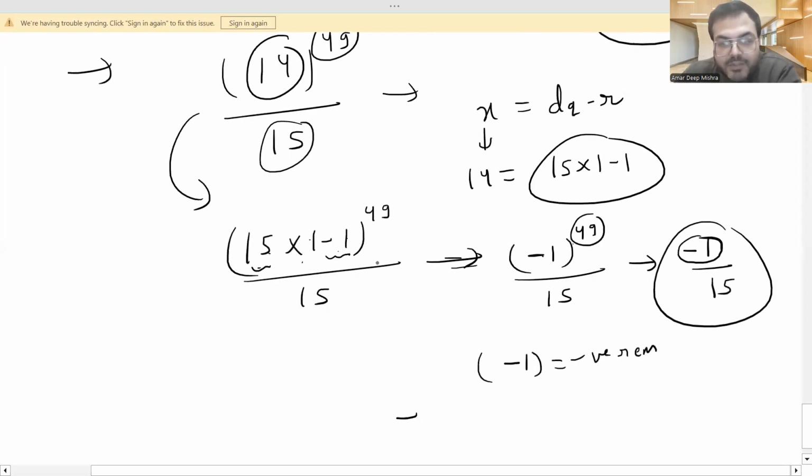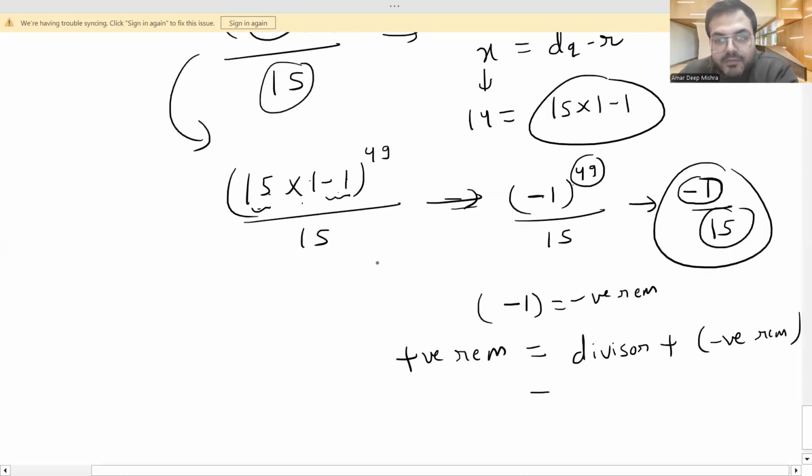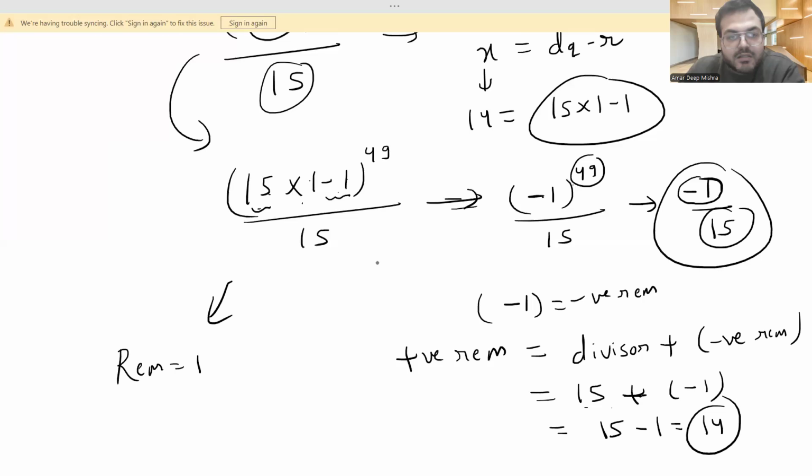See, the positive remainder, your final answer, would be equal to the divisor value plus the negative remainder value. Now, the divisor is how much? 15, and plus negative remainder is how much? Minus 1. So 15 minus 1 will come out to be 14. That means 14 is the positive value of remainder. So from here, you will get the value of remainder as 14. All right. I hope these two questions are clear to you.